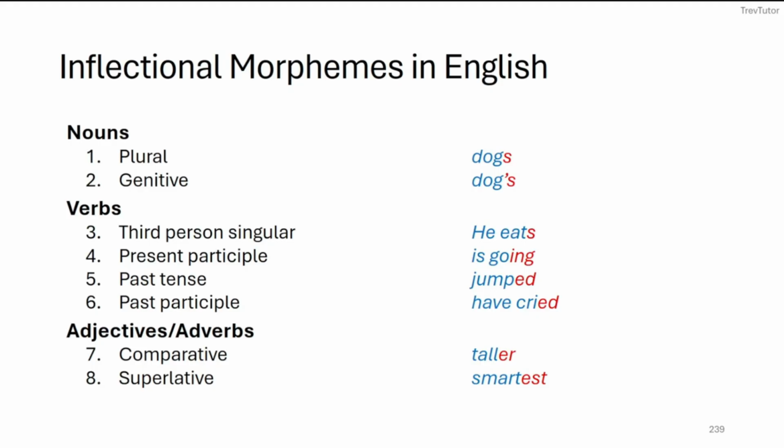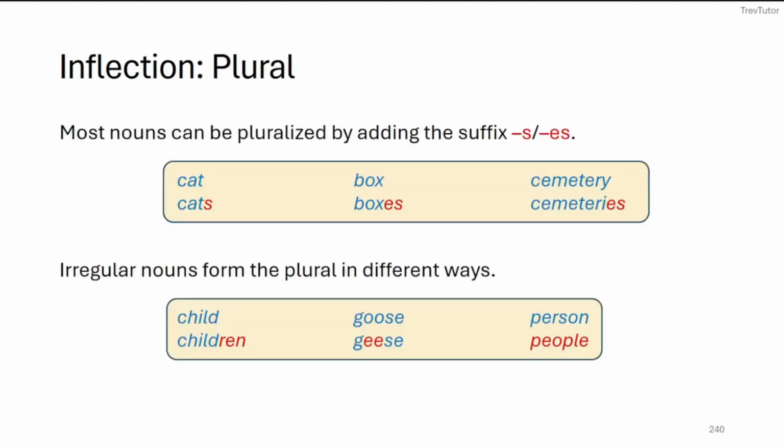There's 2 for nouns, being the plural and the possessor. There's 4 for verbs, being third person singular, present participle, which is the progressive, past tense, and past participle, which would be your perfect. And then 2 for adjectives and adverbs, which are the comparative and superlative.